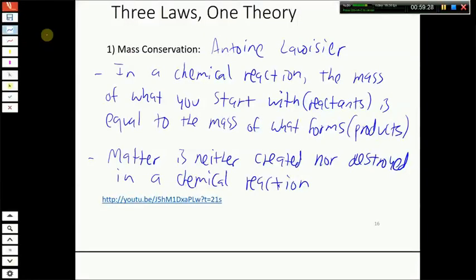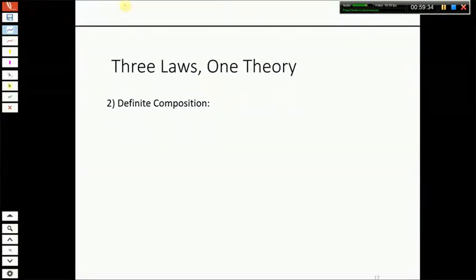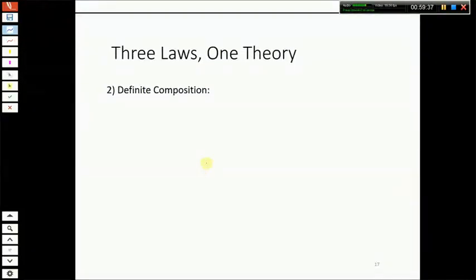Alright, so back at it. So that's the demonstration of mass conservation. That's our first chemical law we'll talk about. Not a whole lot more to say about that. Let's get into the next one, which is definite composition.